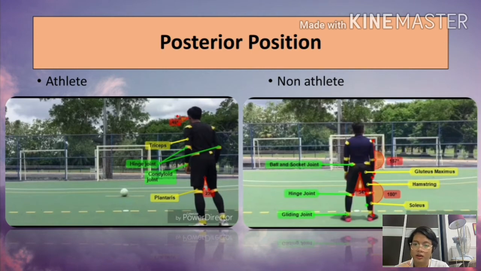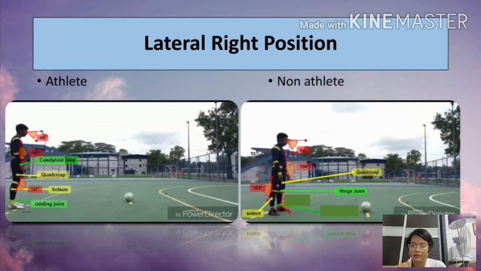Okay, alright. Next is the lateral right position. So from this point of view, as you can see, athlete angle is much lesser than the non-athlete, which is the athlete angle is at 45 degree, while the non-athlete is 62 degree. This is because the athlete is more focusing on the ball and the goal post, while the non-athlete is focusing on the ball only. So the athlete is more ready than the non-athlete.